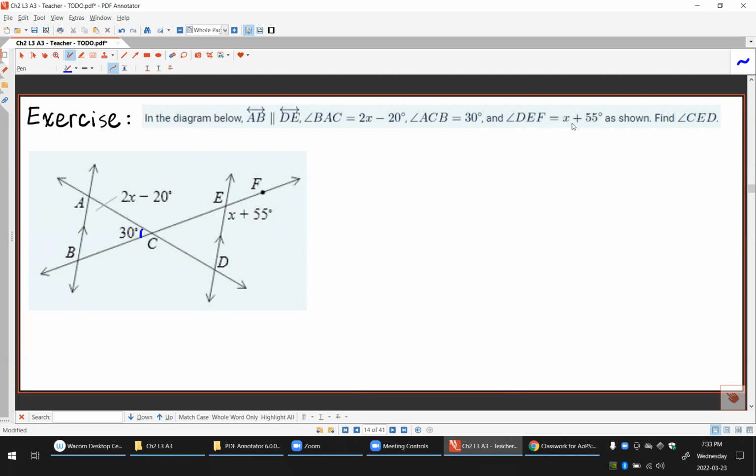Angle DEF is x plus 55 degrees. So we are given these three angles, right? And our task is to find angle CED. So the task is to find this angle, CED here. Okay, again, I'll give you 3 minutes to think about this problem first. And if you like, you can write on the screen, okay?